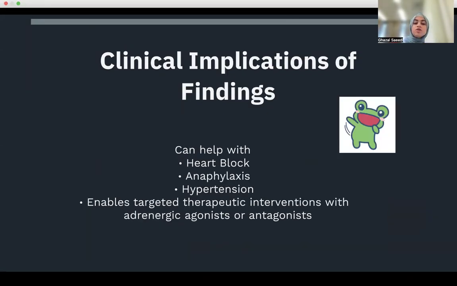Isoproterenol treats heart block and asthma by enhancing cardiac output and bronchodilation. Epinephrine is crucial for anaphylaxis, counteracting severe bronchial constriction from histamine release, while prazosin lowers hypertension by increasing blood vessel radius and reducing resistance, and improving blood flow per Ohm's law and Starling's equation.